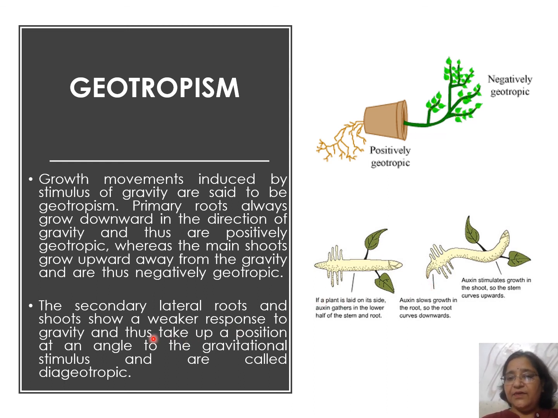The secondary lateral roots and shoots show a weaker response to gravity and thus take up a position at an angle to the gravitational stimulus and are called diageotropic. They grow at right angle to the direction of gravity. So this is diageotropic, secondary growth. Secondary lateral roots show this type of diageotropic movement. In Cycas, you must have studied, there are coralloid roots. They also show this type of movement.